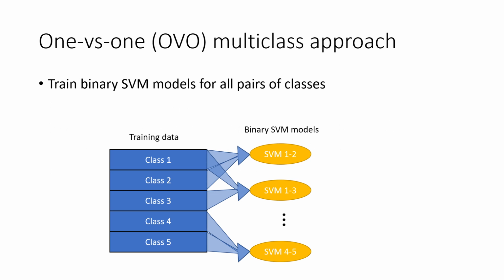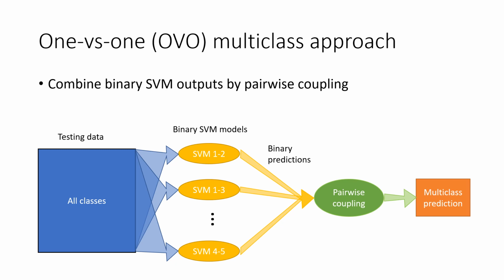Multi-class extension which we are working on is called 1 versus 1. It consists of training a binary SVM for each pair of classes. Each SVM is trained on a subset of the training set belonging to the two relevant classes. At prediction time, all the samples are fed into all the binary SVMs. Each binary SVM produces a binary classification. All these binary classifications are combined by a pairwise coupling method, which in turn produces the final multi-class prediction.